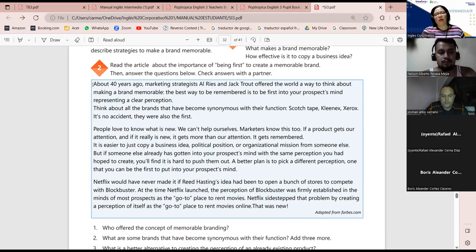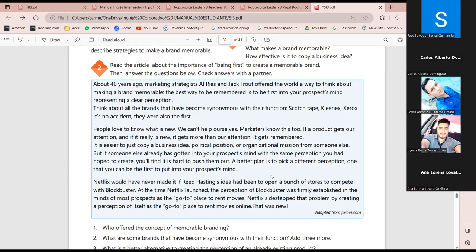First paragraph, Nelson. Second paragraph, Holzman. Third paragraph, Boris. Fourth paragraph, Salvador. Okay, right here. And this last one, please, Edwin. Okay, let's start.